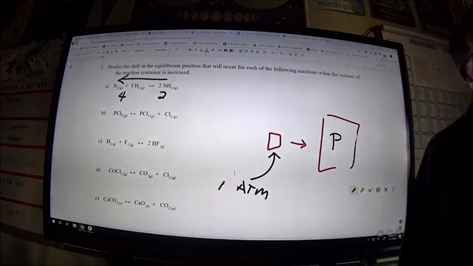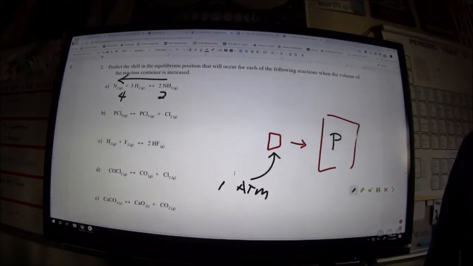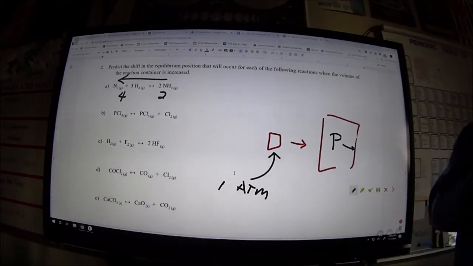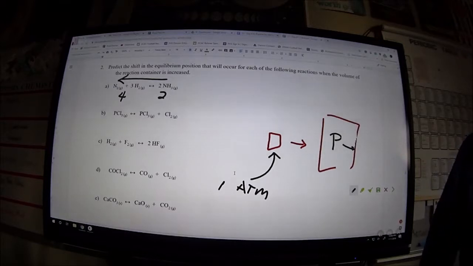Yes, Maddie? What's the definition of pressure? How many times a particle strikes the side? How often? So like the more particles, the higher the pressure. Yes. Yeah, Nisha. Why do you need to have more particles?